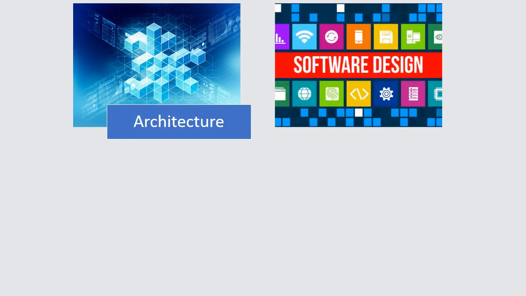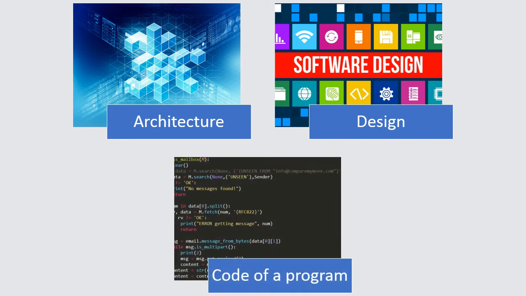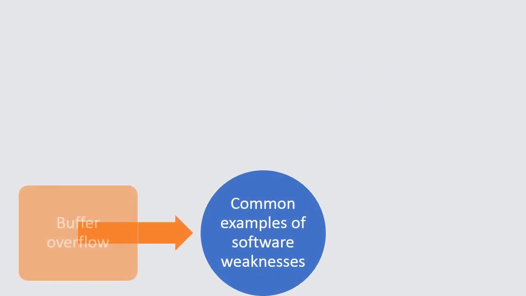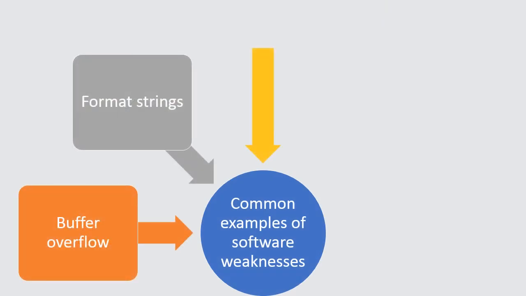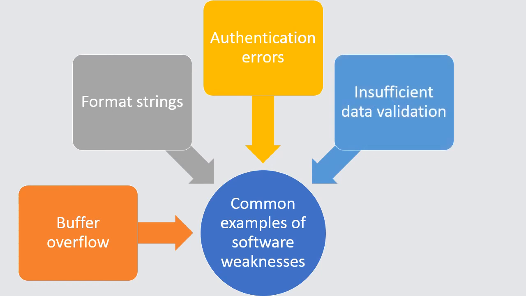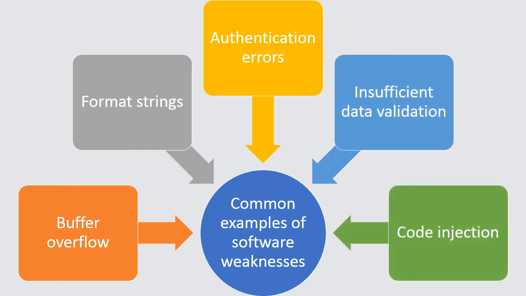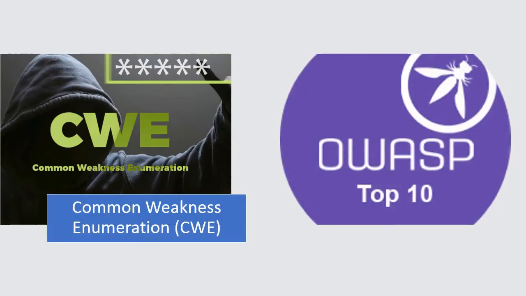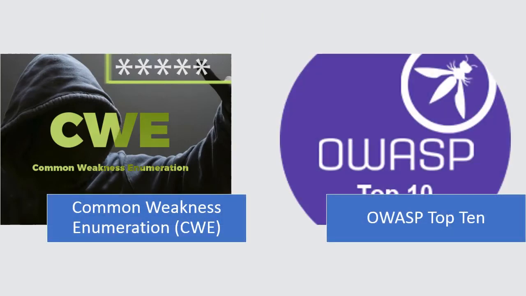A weakness can be in the architecture, design, or code of a program. Common examples of software weaknesses are buffer overflow, format strings, authentication errors, insufficient data validation, code injection. The common weakness enumeration, CWE, and the OWASP Top 10 are 2 sources of reference to software weaknesses.